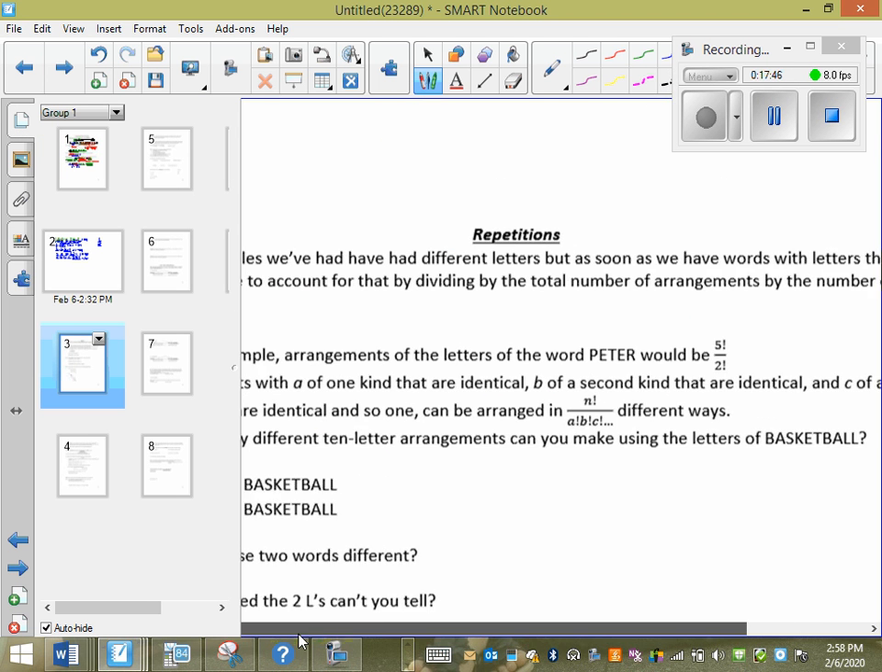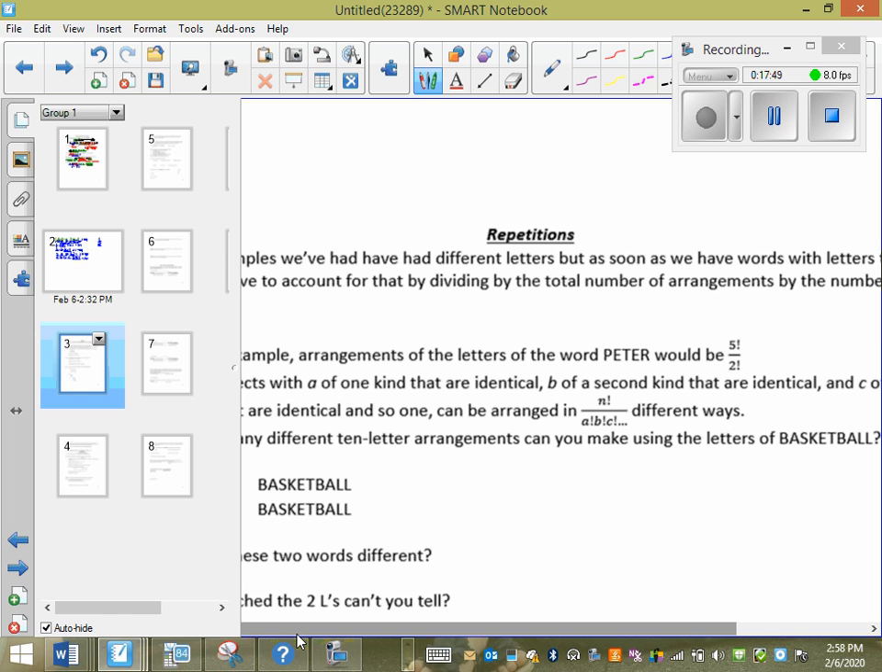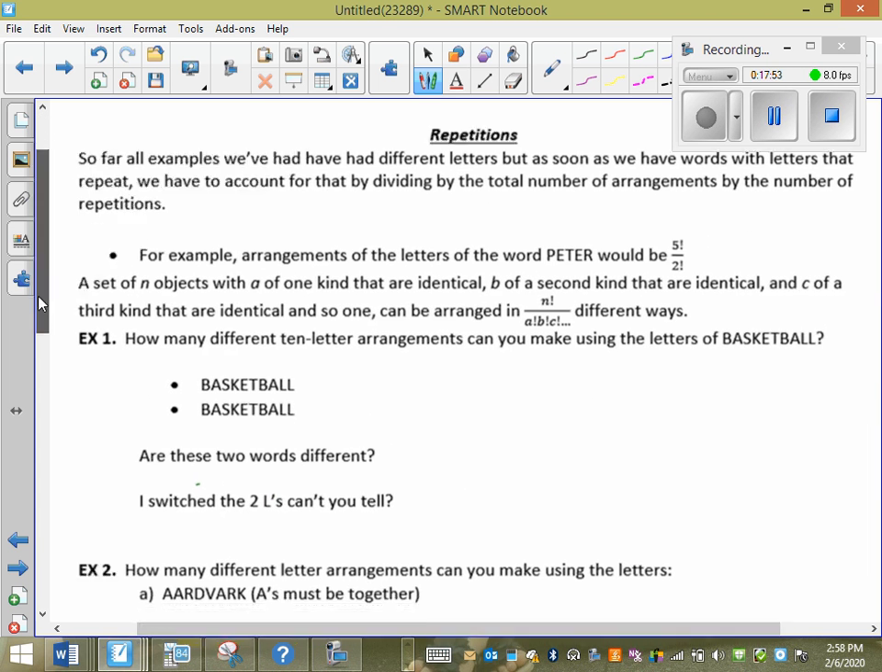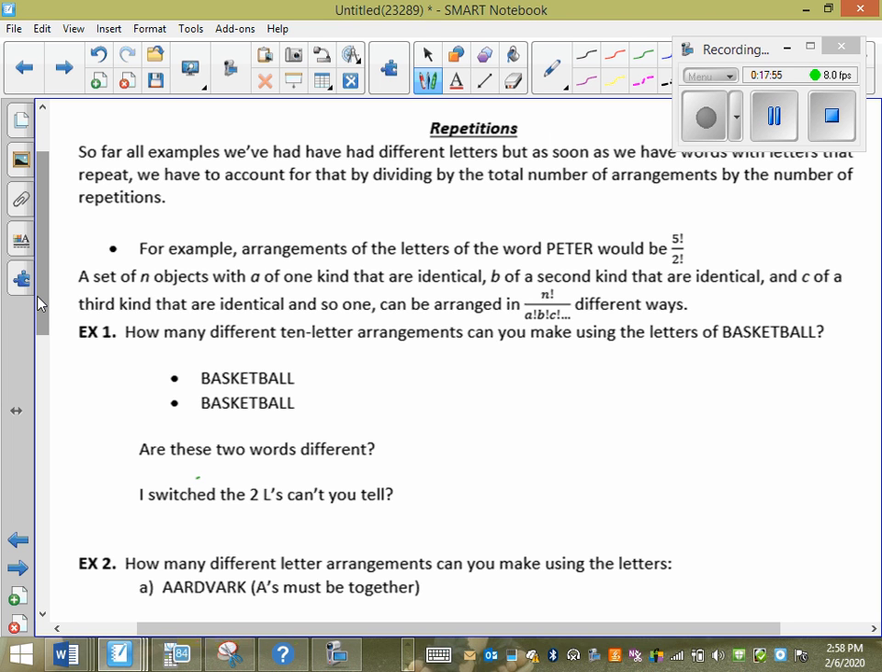Repetitions. Okay. This is craziness. For now, we're just going to look at basketball.